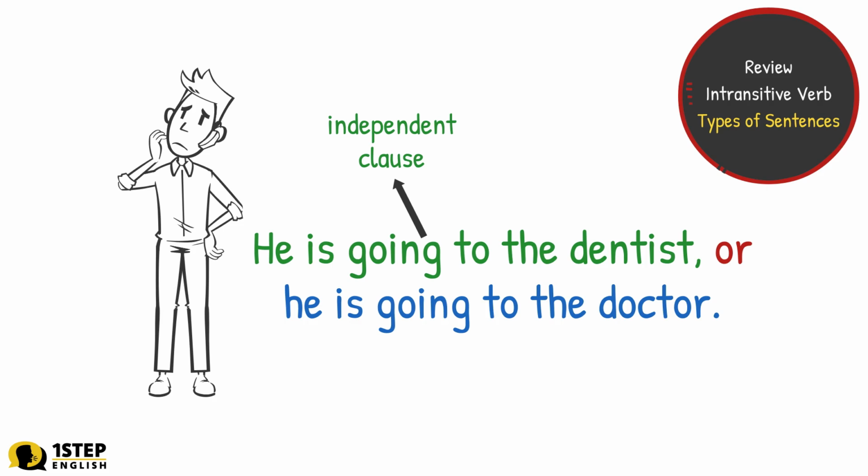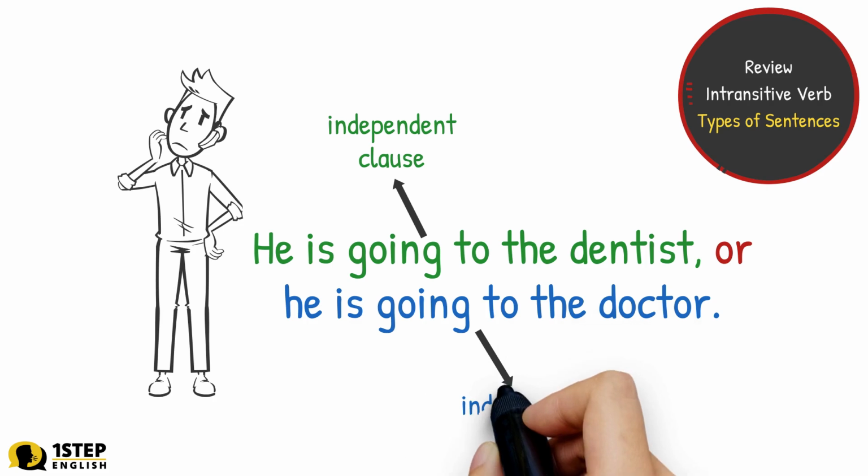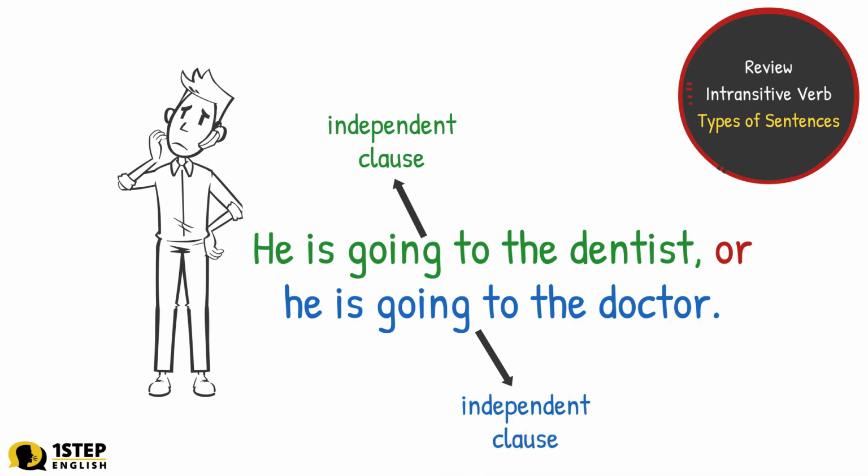The clause, he is going to the doctor, is an independent clause, where he is the subject, is going is the action, and a complete thought is expressed. The coordinator, or, is used, and a comma is placed before or.